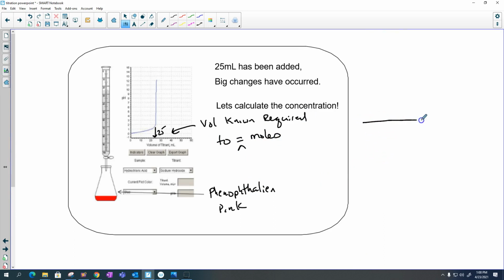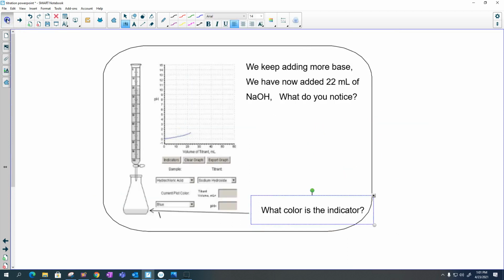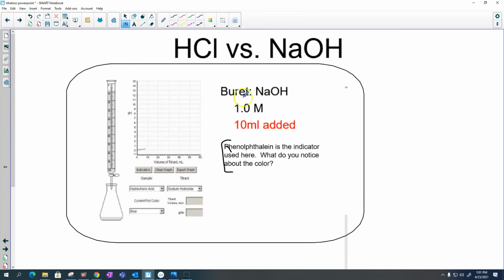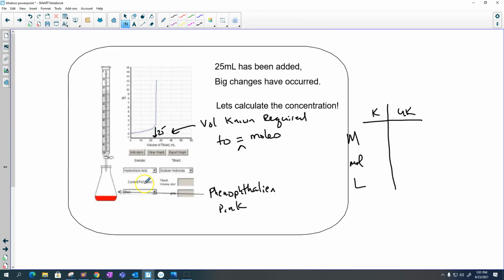Now we typically use a little chart like this called the known-unknown table. Kids like it a lot, but it's just a table, it's not a replacement for work. We have molarity, moles, and liters. My known was 0.1, I believe. Let's go back and check just to make sure. You'll see it. 1 molar, okay. And let's go ahead and put that in here.